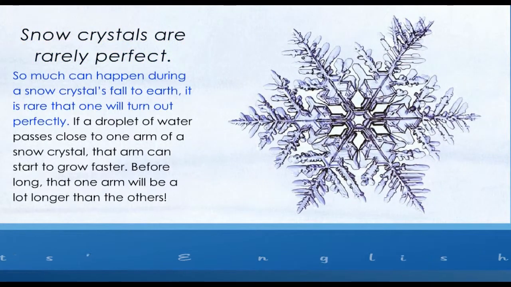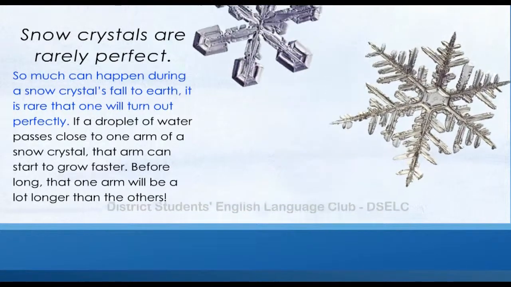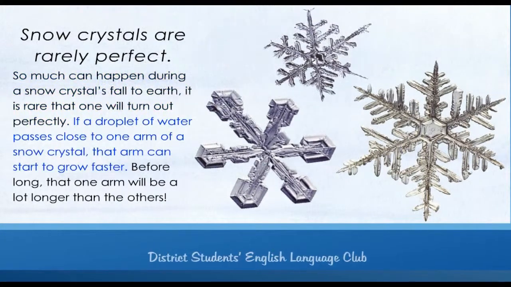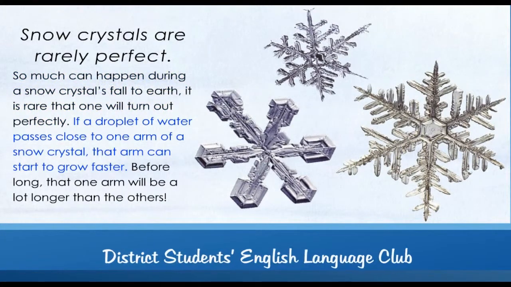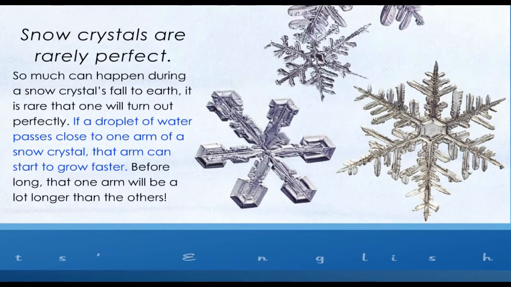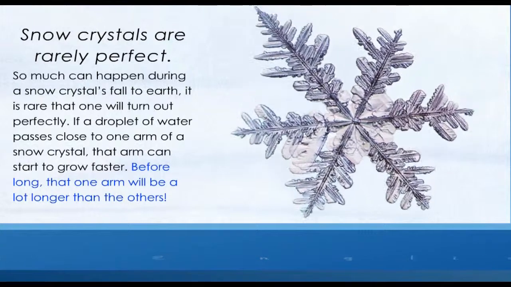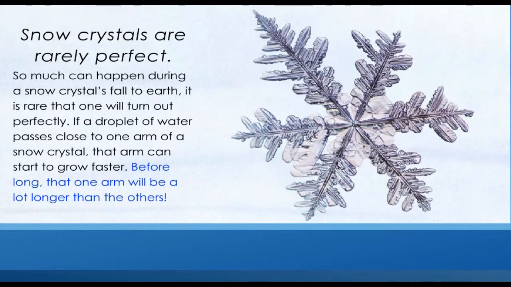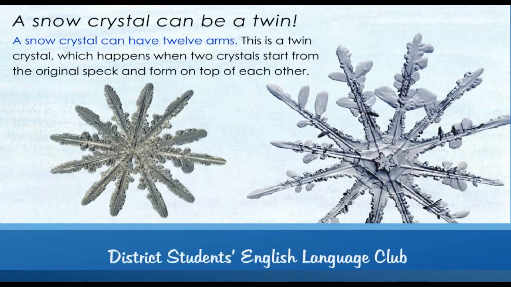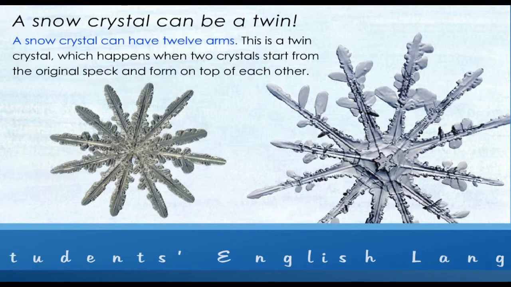So much can happen during a snow crystal's fall to Earth. It is rare that one will turn out perfectly. If a droplet of water passes close to one arm of a snow crystal, that arm can start to grow faster. Before long, that one arm will be a lot longer than the others. A snow crystal can be a twin. A snow crystal can have 12 arms.